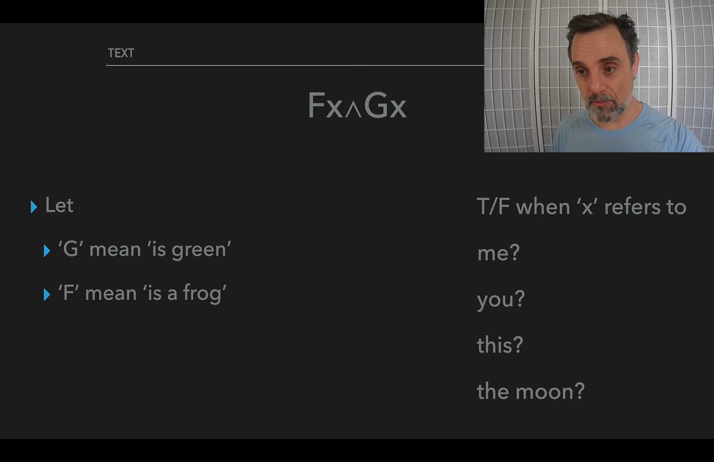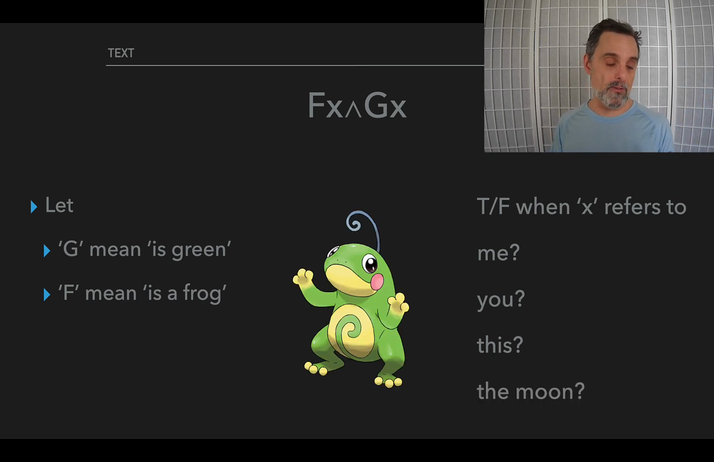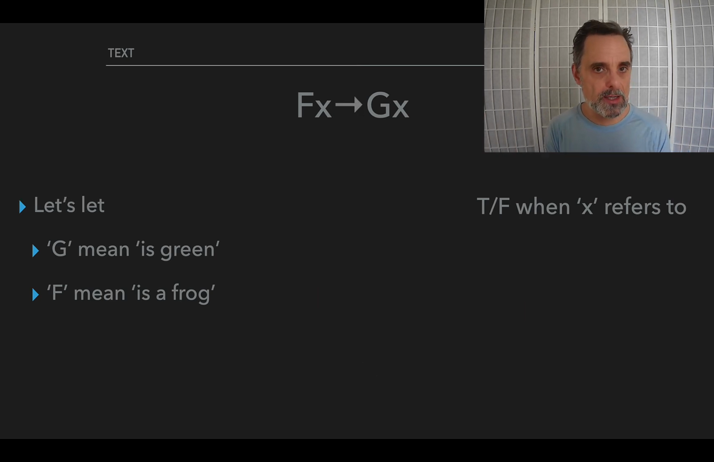It's false when we refer to the moon. On the other hand, when we use x to talk about that, well, that would be a frog, and it is green, and so fx and gx would come out true, right? Fx and gx, which things is it true of when x refers to them? Green frogs and nothing else. Okay. More complicated, fx then gx.